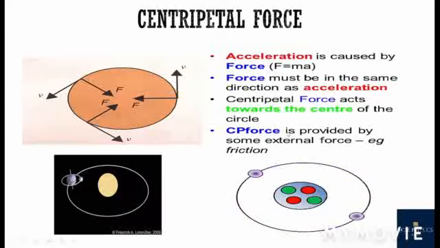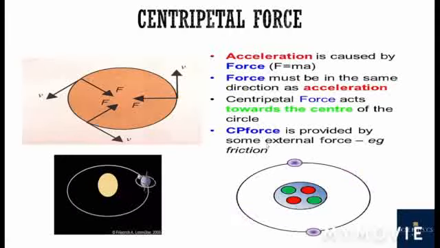Then centripetal force is provided by some external force, such as friction. When you start to roll it with your hand or swing it with your hand, only then is the centripetal force created. So it is due to some external force such as that provided by friction.